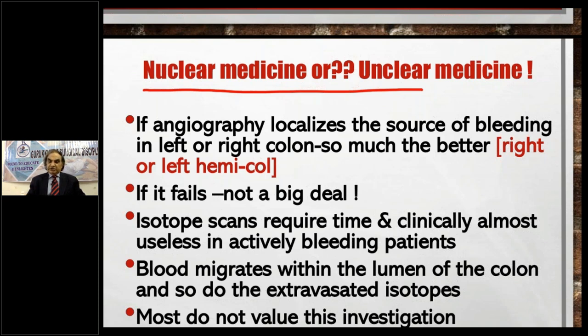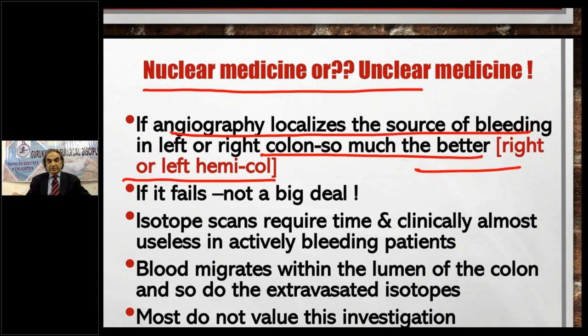If angiography localizes a source in the left or right colon, so much the better. Then you can do a right or left hemicolectomy. If angiography can localize a source, good; if it fails, not a big deal.